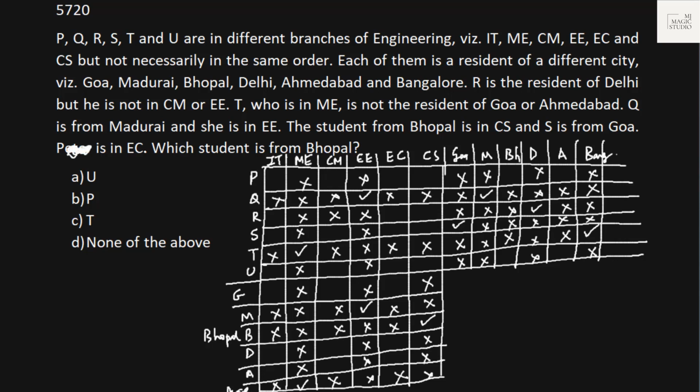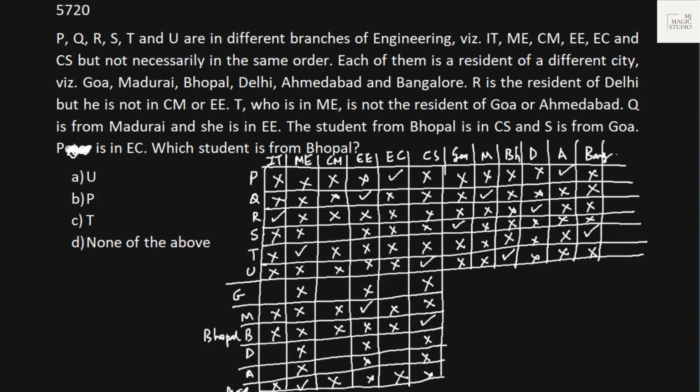P is in EC. P is in EC. Okay, EC person can be from Bhopal or Ahmedabad, but we have this. Bhopal is CS, P is EC, P is not in Bhopal, P is in Ahmedabad. Done. Bhopal done here. Close. U is from Bhopal, Bhopal is CS, U is from CS.